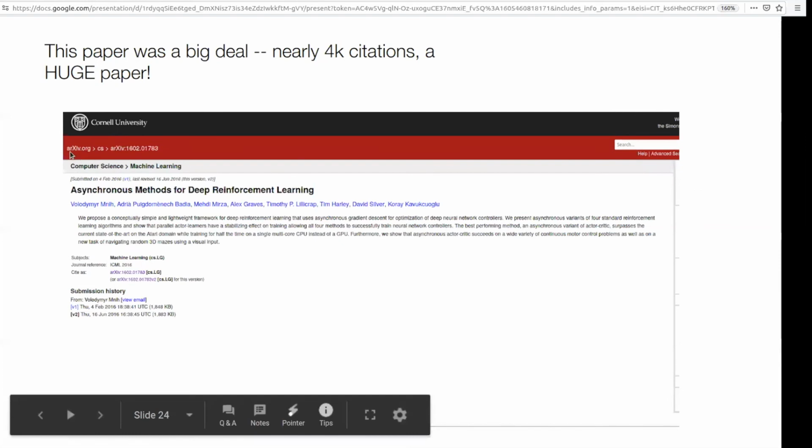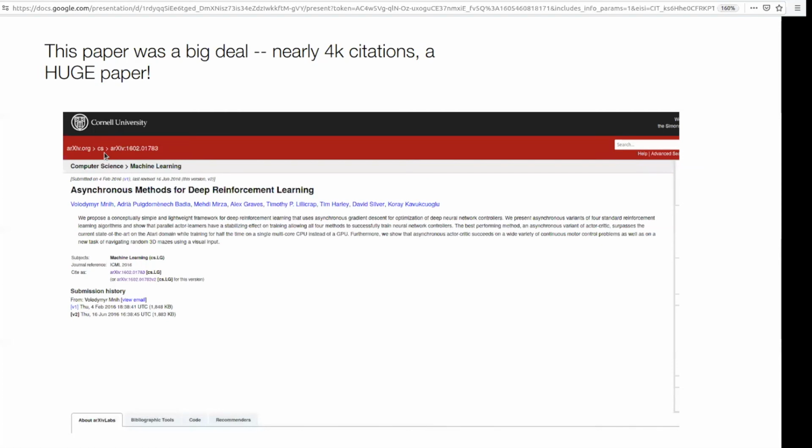So here, this is arXiv. You can actually find a lot of research papers on arxiv.org, so just keep that in mind as you read research papers. This paper is titled Asynchronous Methods for Deep Reinforcement Learning. It's a long title. It was a big deal. This paper was really successful at solving some Atari games. It was able to navigate 3D mazes using the visual input, like for robots going through a maze. And the results blew everything out of the water. It was a huge paper.